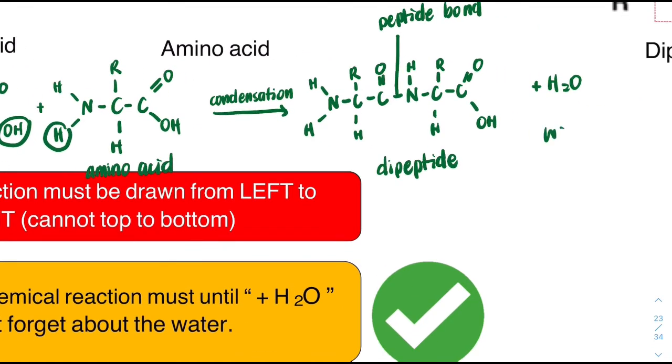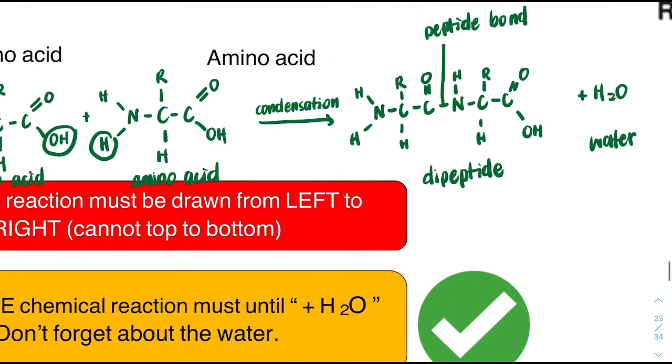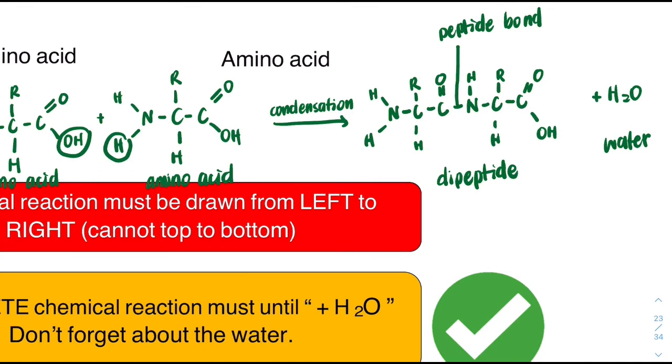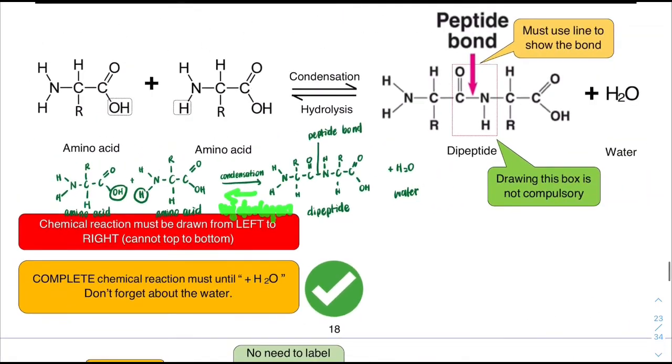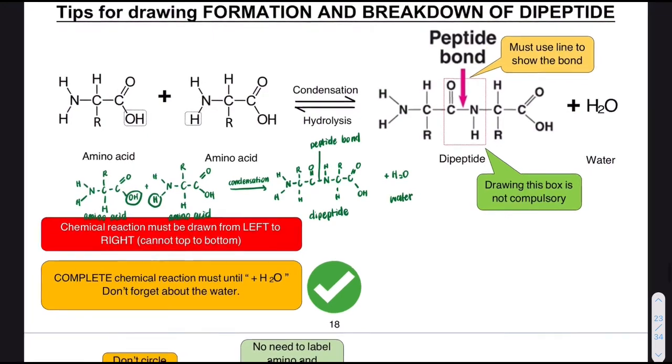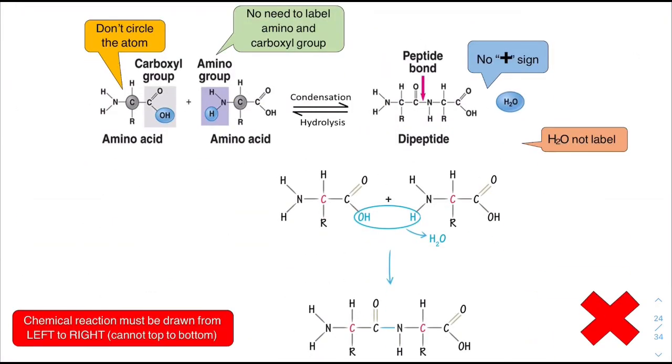Then label water. So itu adalah formation of dipeptide. So ingat balik, dipeptide is when two molecule of amino acids are joined together by condensation. Itu adalah dipeptide. So kalau kamu perlu lukis hydrolysis, just terbalikan arrow lah. Then tulis hydrolysis. Okay, so itu adalah formation and breakdown of dipeptide.